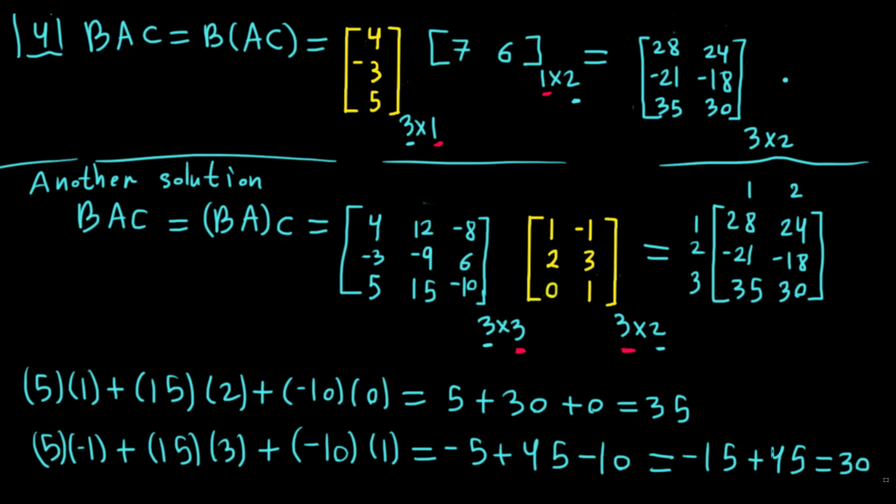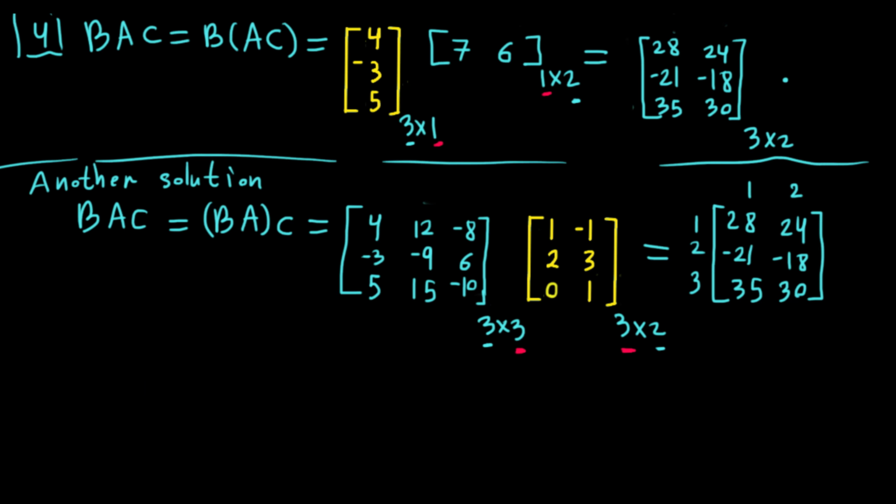Now I will erase these things, and this one as well. So now we have finished solving this question. Either this way or this way will be correct. Here, this matrix has the size 3 by 2. That's it. We have illustrated how we multiply matrices with many examples here.